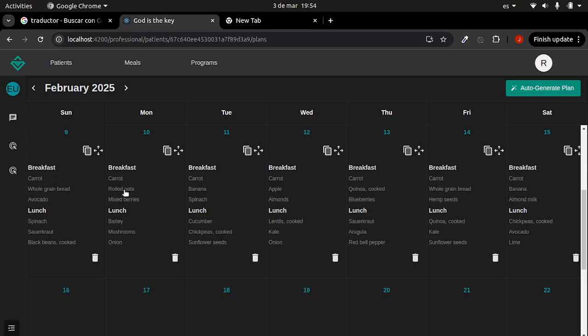Maybe it's good, maybe not. I believe it will depend on the nutritionist. Mixed berries, okay, it is good. Banana, spinach, apple, almond, anti-cancer foods completely. Quinoa, blueberries, hemp seeds, it is okay. Hemp seeds really? Anti-cancer ingredient. Whole grain bread, I don't like it.